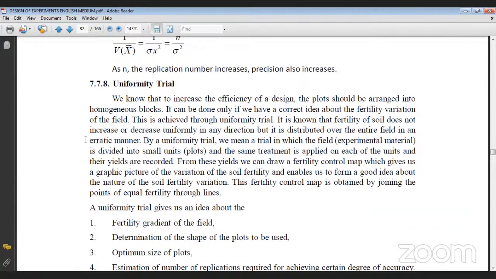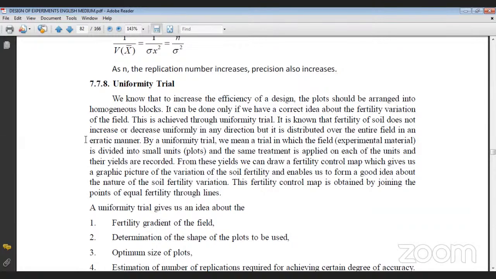It is known that fertility of soil does not increase or decrease uniformly in any direction, but is distributed over the entire field in an erratic manner. By uniform trial, we mean a trial in which the field experimental material is divided into small units, plots, and the same treatment is applied in each of the units, and their yields are recorded.